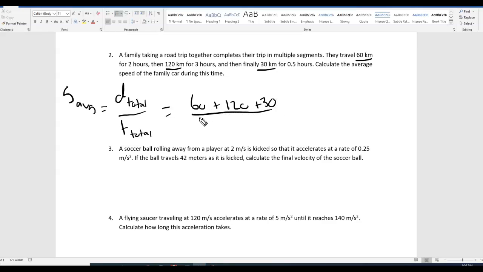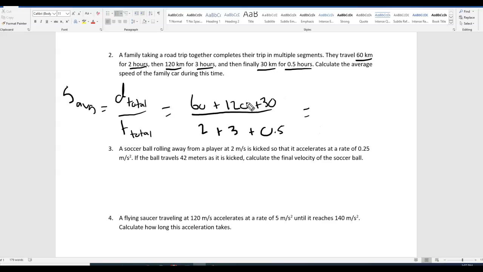Okay, so that would be my total distance. And then on the bottom for t total, I'm going to add up my times. So I have 2 hours, I have 3 hours, and again, I'm just looking at the units to know that this is time. And then I have 0.5 hours. Okay, so t total would be 2 plus 3 plus 0.5.